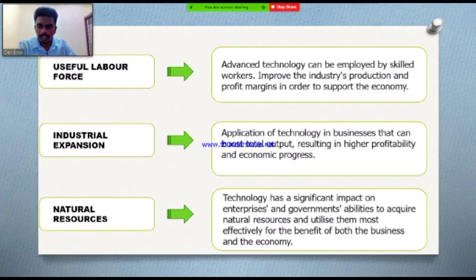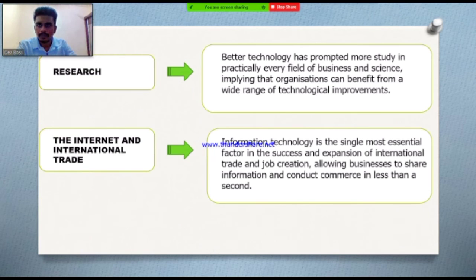The sixth recommendation is natural resources. Technology has a significant impact on enterprises' and governments' abilities to acquire natural resources and utilize them most effectively for the benefit of both the business and the company. Moreover, research. Better technology has prompted more study in practically every field of business and science, implying that organizations can benefit from a wide range of technological improvements.